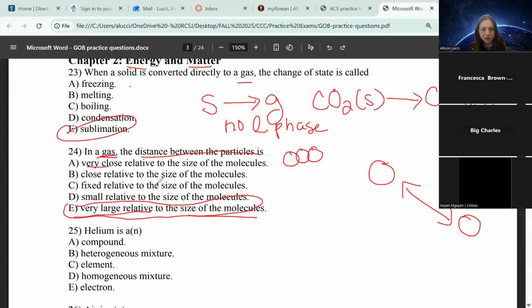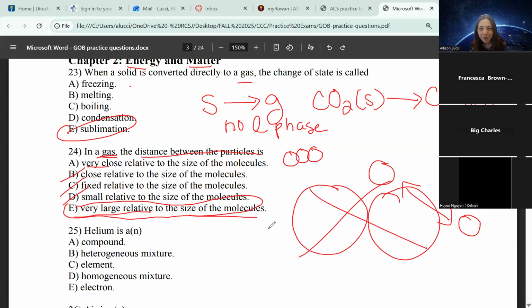Fixed relative to the size of the molecules, no, because the gas expands. Close relative to the size of molecules, no. There's a lot more space between the molecules than the size of the molecule. And small relative to the size of the molecules, no. The molecules are not bigger than the space between them. That would be what D is saying. So answer choice D is wrong because of that. So we'll look for some definitions, look for some ways to quickly eliminate answer choices.